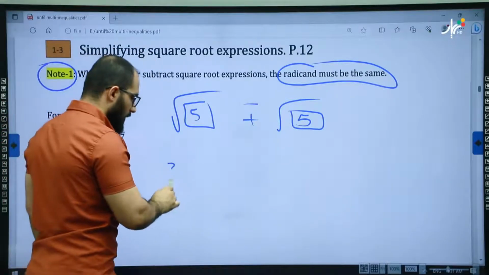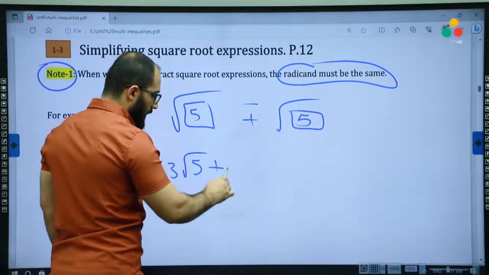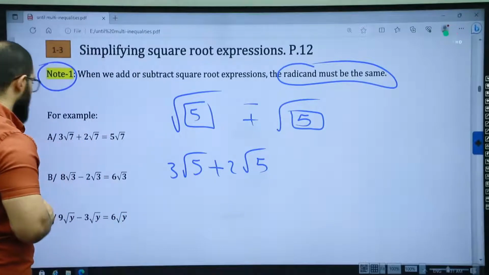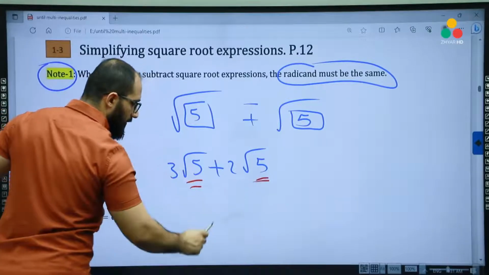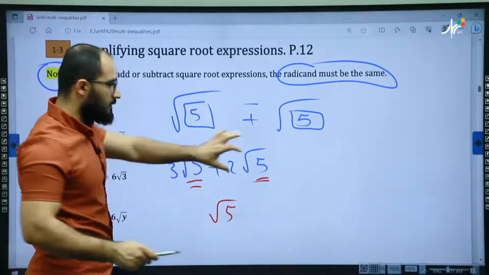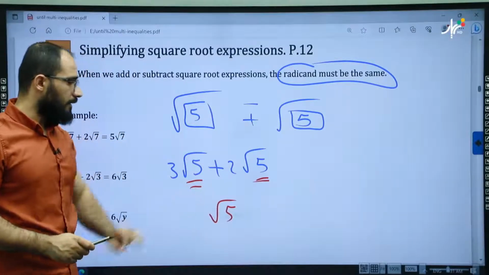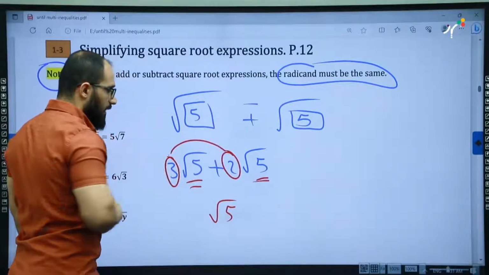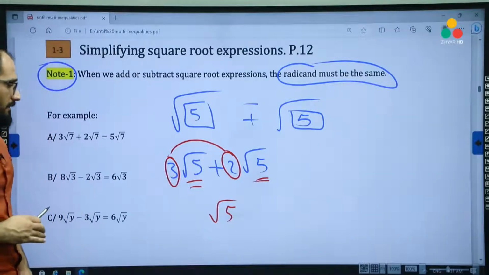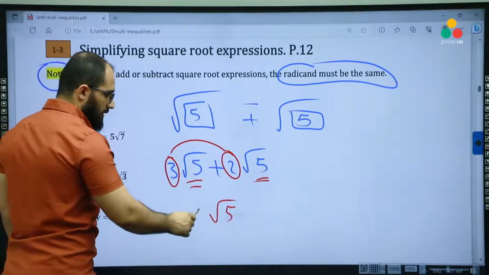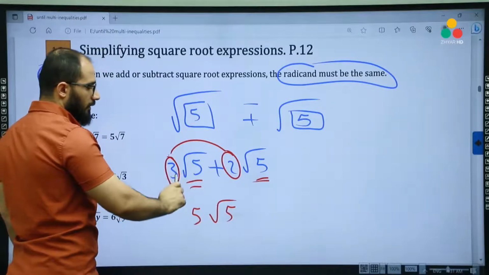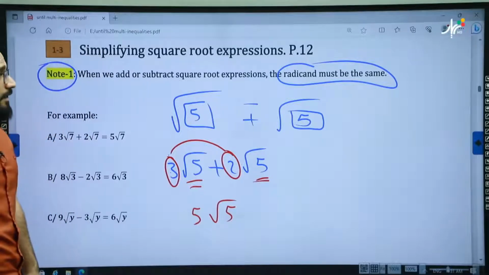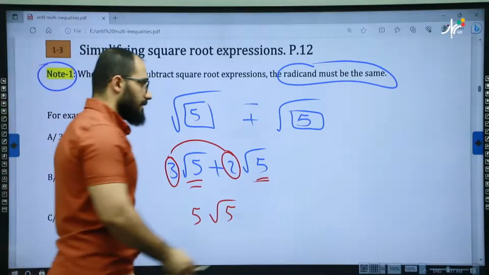For example, 3 square root of 5 plus 2 square root of 5. How to add it? Because they have the same radicand, write down square root of 5. We keep the square roots, we do not add them. Then what shall we do? We are going to add those numbers that we have in front of the square root, the coefficients. So 3 plus 2 is going to be 5. So 3 square root of 5 plus 2 square root of 5 is equal to 5 square root of 5. If you want to subtract, it is the same rule.